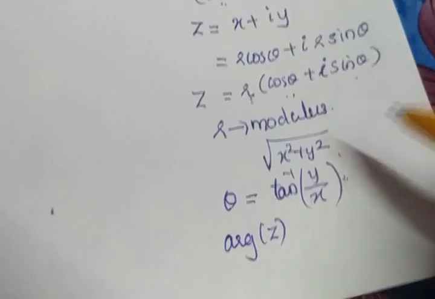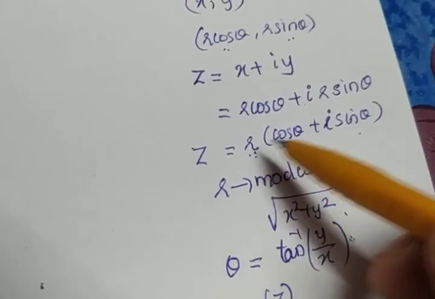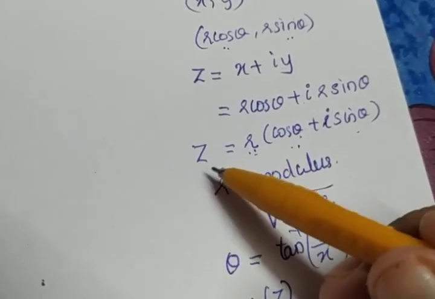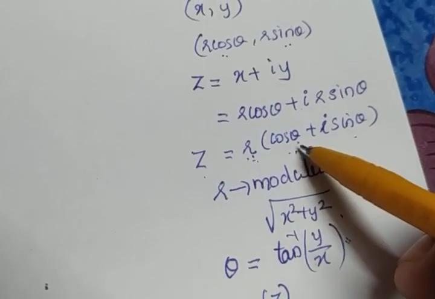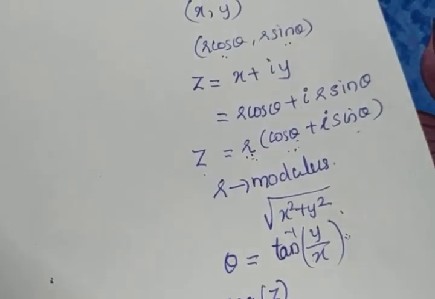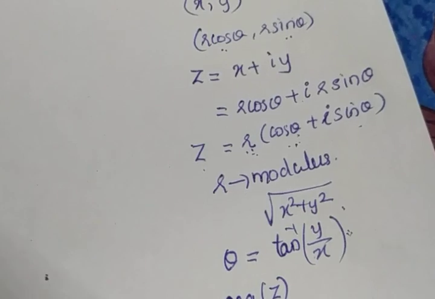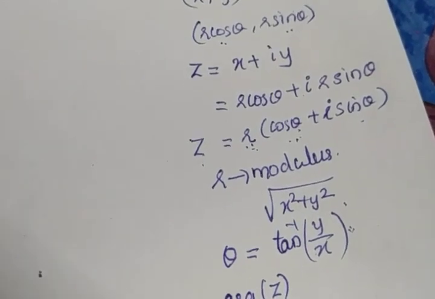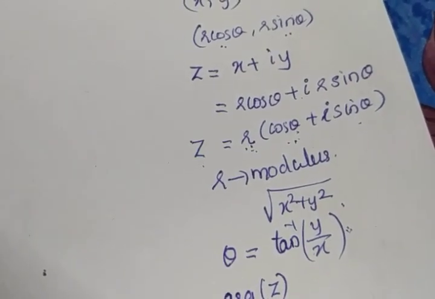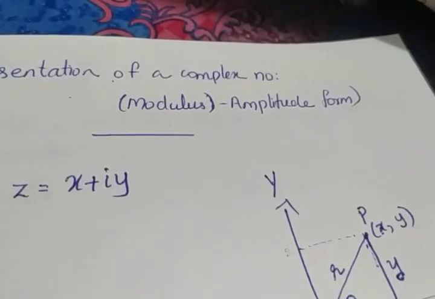After finding them, substitute here the value of r and here the value of theta, and express z as r into cos theta plus i sin theta. That is the form which is known by the name polar form, polar representation, or modulus amplitude form. As the heading says, modulus amplitude form.